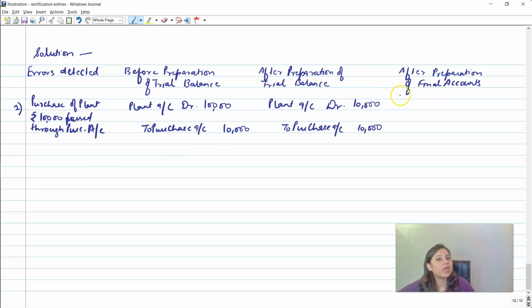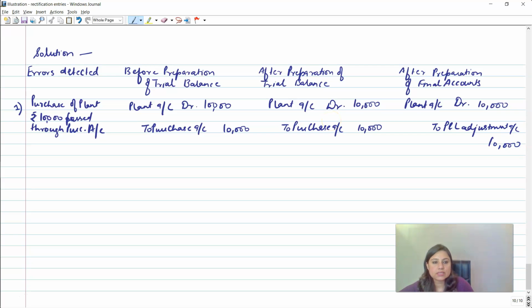So after preparation of final accounts, we cannot make changes in the ledger accounts or the nominal accounts that we have already closed. So the entry would be: plant account would be debited and the account that would be credited would be P&L adjustment account, as all the rectifying entries which are passed after preparation of the final accounts are through the P&L adjustment account. So here the amount will be 10,000, crediting P&L adjustment account.